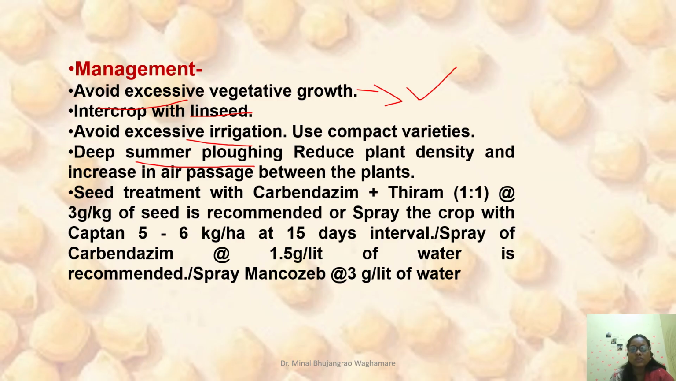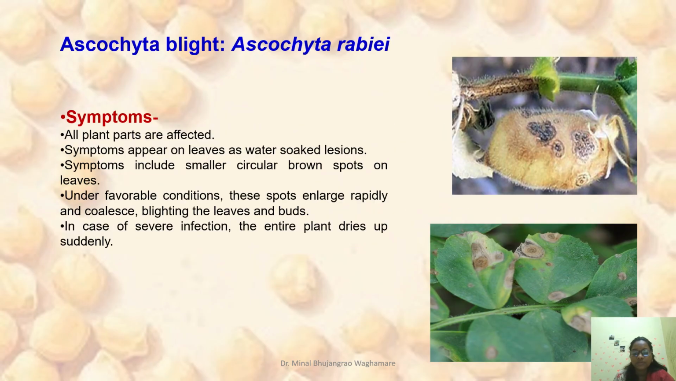Again, coming to the seed treatment of fungicide, carbendazim and thiram in a 1:1 form, 3 gram per kg of seed, is recommended. Captan at 5 to 6 kg per hectare at 15 days of interval is also recommended. Coming to the spray, mancozeb at 3 gram per liter, that is 0.3%, is also recommended as a foliar spray. The first spray will be done when initial symptoms appear, and the second spray will be done 15 days after the first spray, only if symptoms are there and if needed.